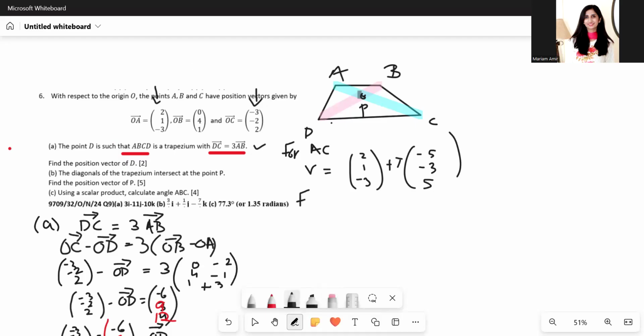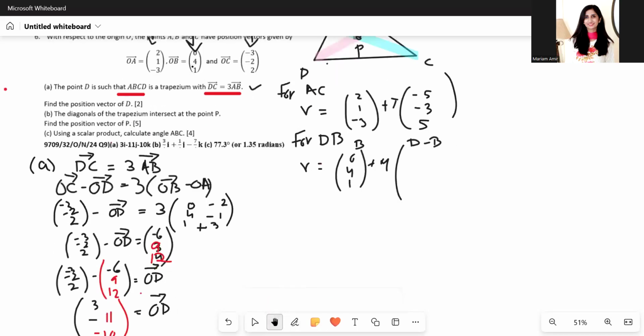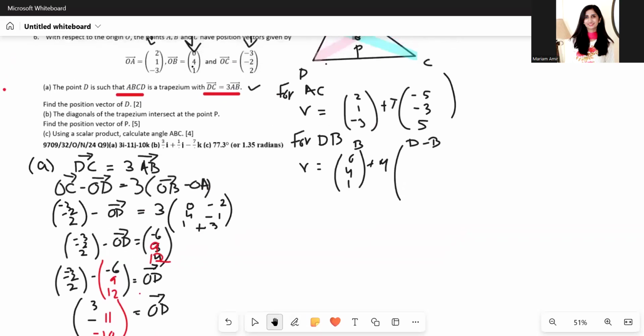Now I need the vector equation for BD. So r equals, I would like to take B first. So B is 0, 4, 1, plus mu times. Since this was B, we're going to take D minus B. And we already have D. D is 3, minus 11, minus 10.